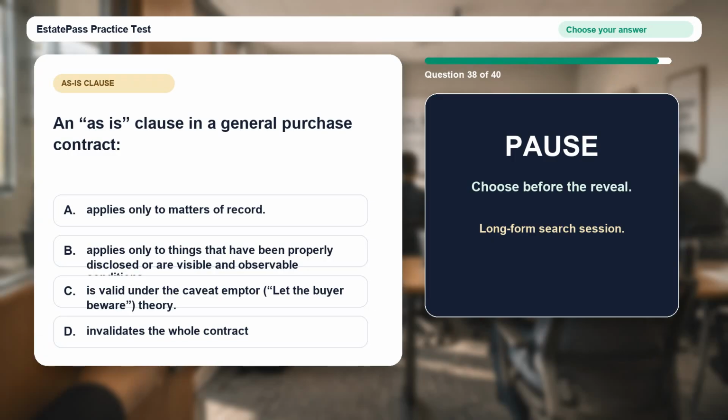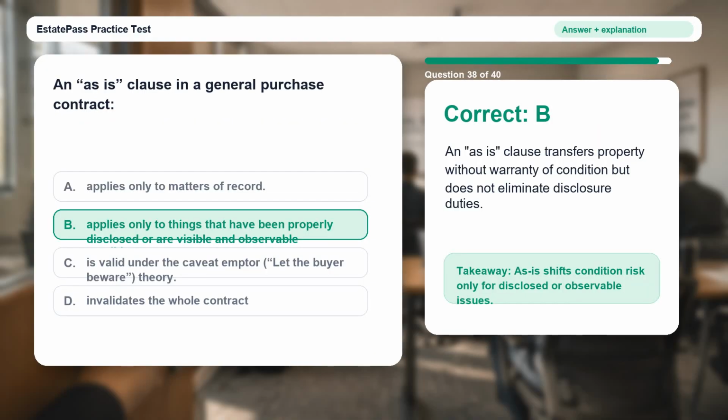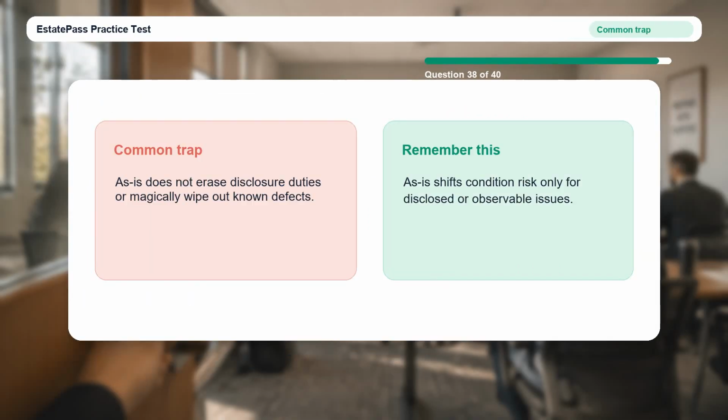Question 38. An as-is clause in a general purchase contract. Your choices are A. Applies only to matters of record, B. The correct answer is B. Applies only to things that have been properly disclosed or are visible and observable conditions. Explanation: an as-is clause transfers property without warranty. Common trap: as-is does not erase disclosure duties or magically wipe out known defects.